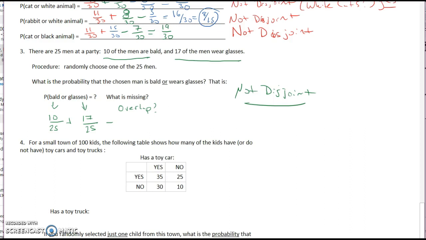Some people might be tempted to try to subtract these. That's not true. We don't know how many bald men wear glasses, so we can't do this one. So we can't solve this one because we don't have that overlap.